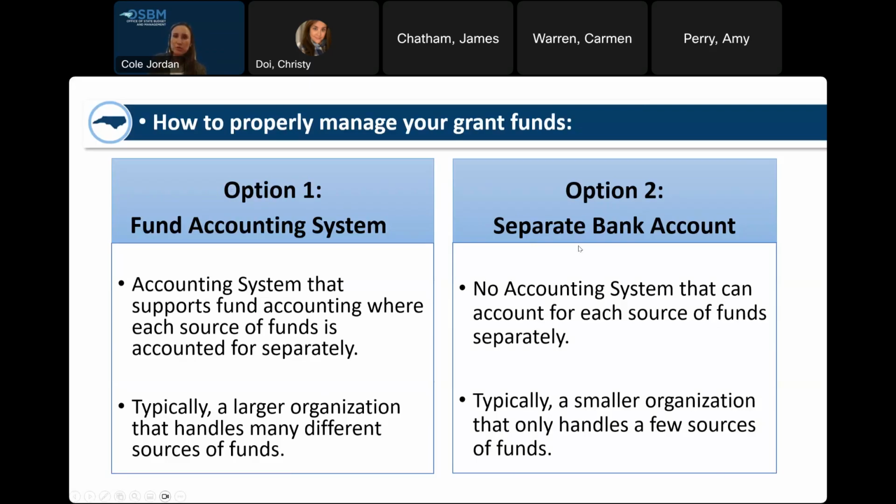Option two, if you are not able to have a fund accounting system, then you should hold it in a separate bank account. That way, if we ask you for your general ledger, we can see that that bank account directly matches the expenses according to what you've submitted to us as well, right? So it should be like a one-to-one. The expenses you're submitting to us match exactly what's on your bank statement, and therefore we know that the grant funds were spent appropriately.